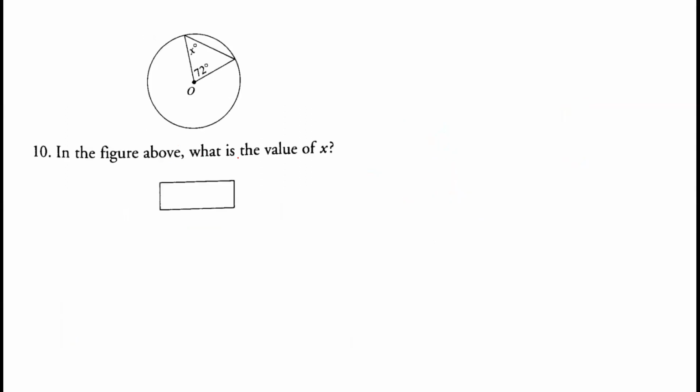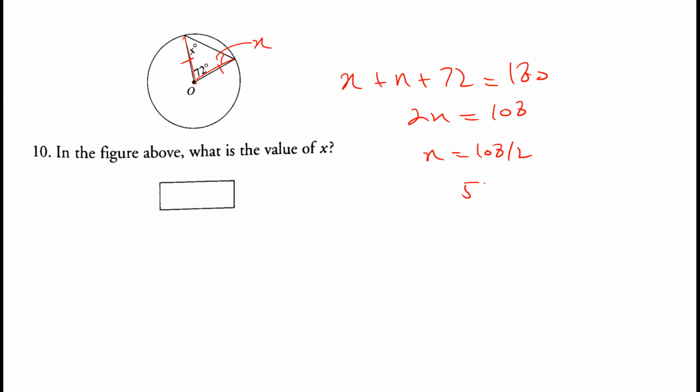In the figure above, what is the value of x? Now this is your radius, and this is also your radius. So both of these sides are equal, and this angle will also be x. In a triangle, the angles total 180 degrees. So x plus x plus 72 equals 180, and we have 2x equals 108. X would be 108 divided by 2, that is 54. So the correct answer is 54, that is x.